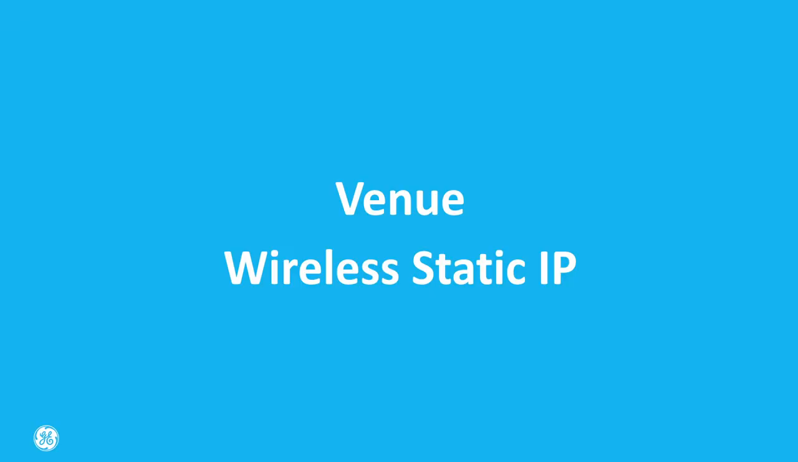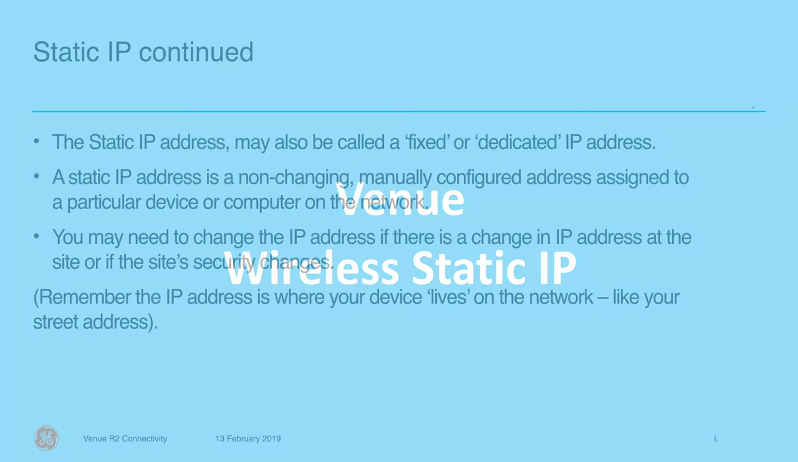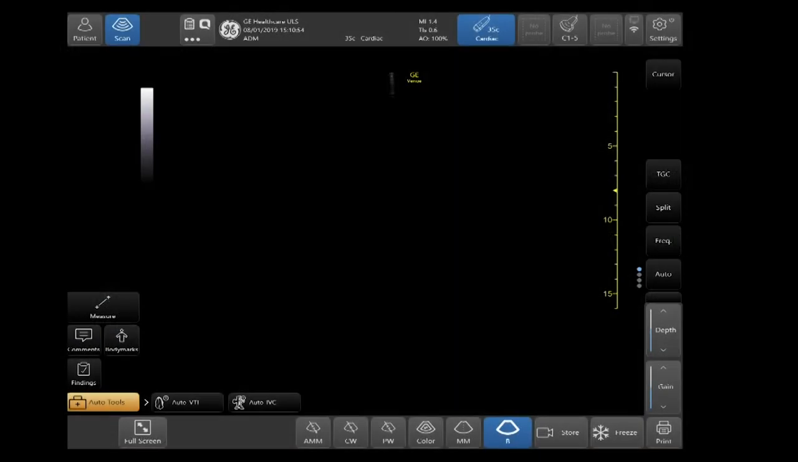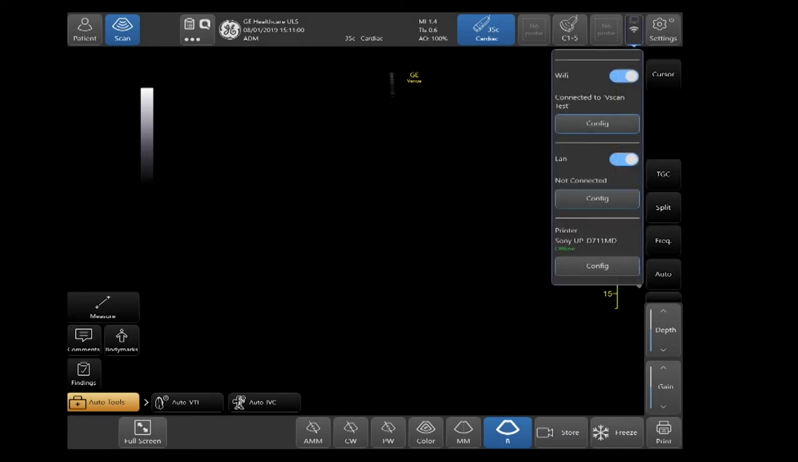Wireless static IP address. In the upper right-hand corner, second icon in, you will see your network settings icon. Go ahead and select it. Under LAN settings, select config.